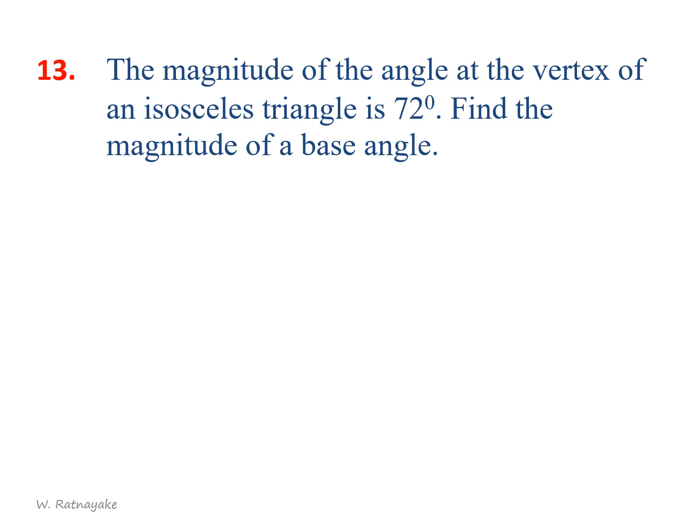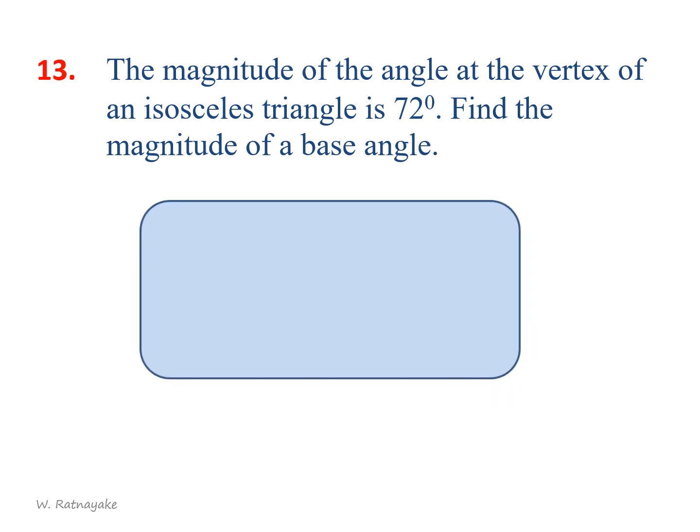So there are 2 base angles and 1 vertex angle. The 2 base angles are equal. So we can subtract this 72 from 180 to find the sum of the 2 base angles and divide it by 2 to find the magnitude of one angle. So it is like this: (180 minus 72) divided by 2, that is 54. Therefore, the magnitude of a base angle must be 54.